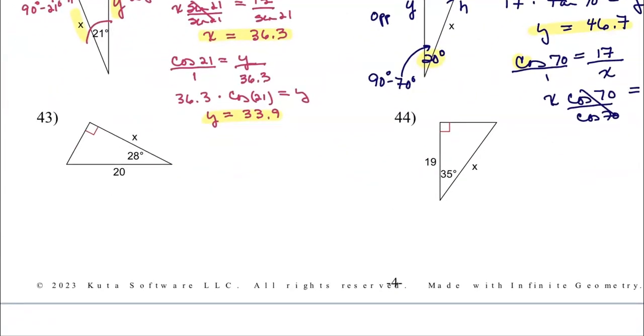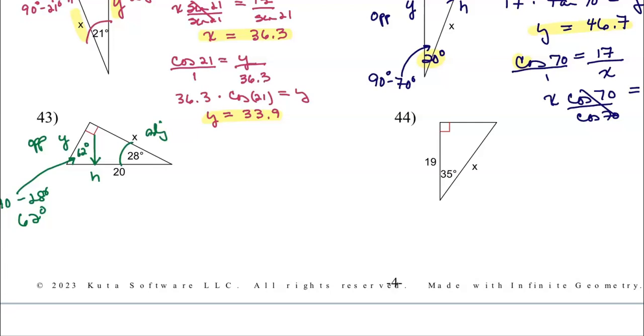Okay, that brings us down to 43. And for 43, I'm going to first figure out this is the hypotenuse. From this angle's point of view, I can make this y. That's going to be the opposite, and this is going to be the adjacent. Those are the sides I don't have. And what about this missing angle right here? That's 90 minus 28 degrees, and 90 minus 28 is going to give me 62 degrees. So that angle right there is 62 degrees.